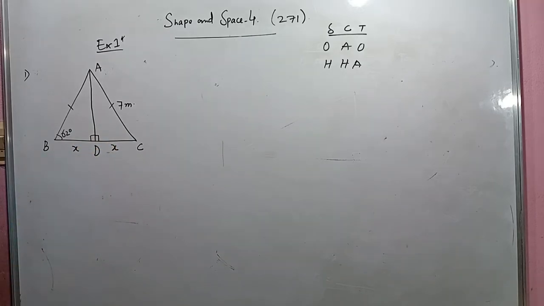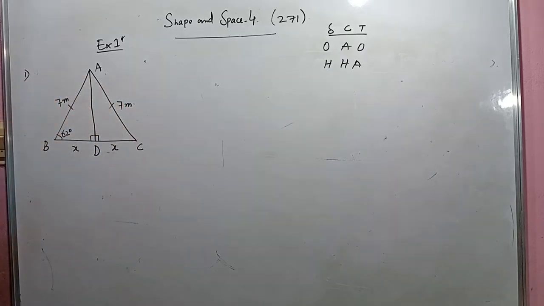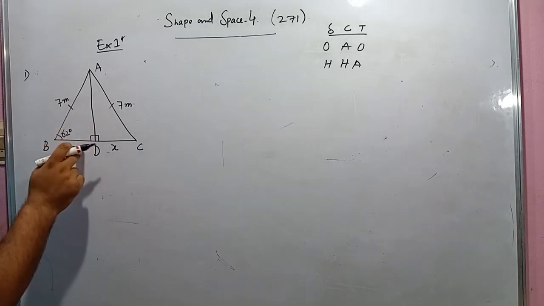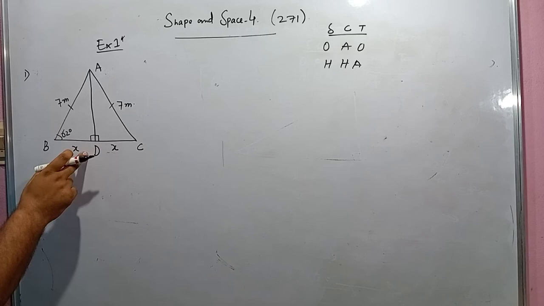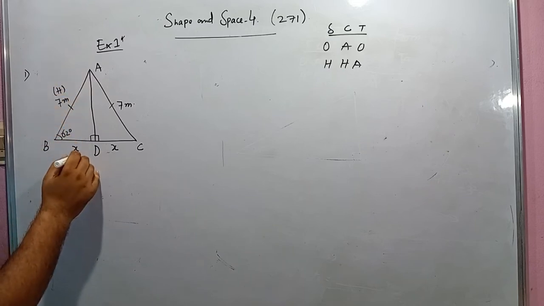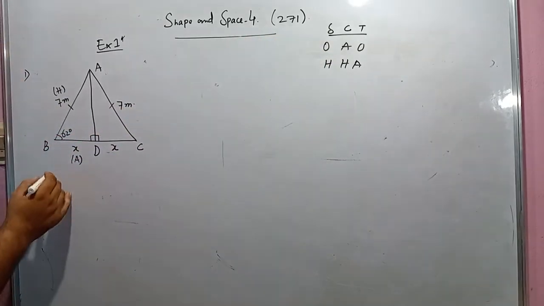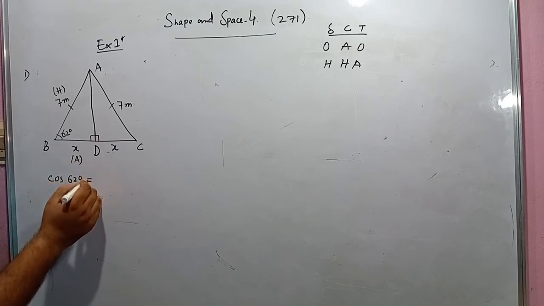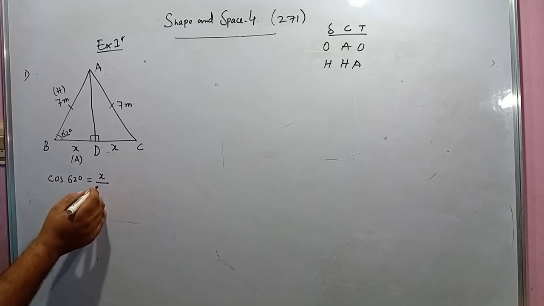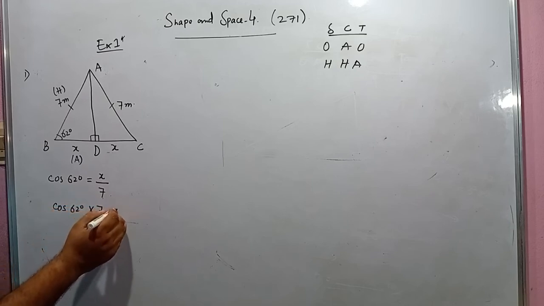So this is also 7 meter, because these are the adjacent sides of the isosceles triangle, or we can simply say these sides are equal. So this is 7 meter, this is 7 meter. If we find x, we can find BC, because this is x and this is also x. Now see here, for this triangle, this is the hypotenuse and this is the adjacent. Adjacent and hypotenuse is cos. So I will take cos 62 degree is equal to x divided by 7. So I will write x equals cos 62 degree into 7.